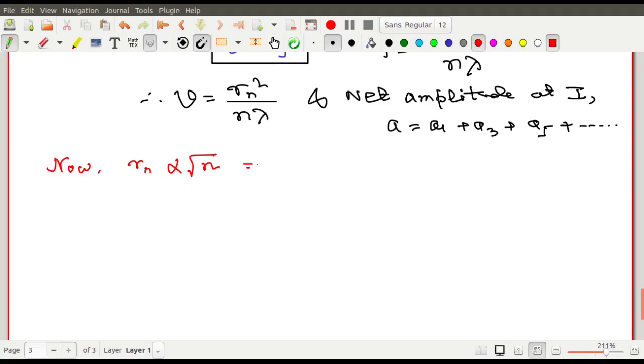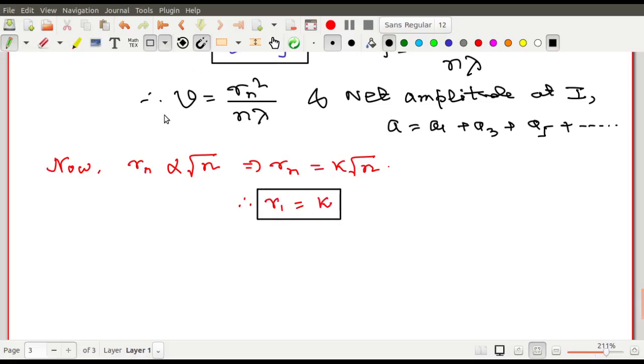Now this proportionality we may remove with the help of a constant. So I just take it to be some k times root over n. So I write it in this particular way. So what will r1 be from here? What is the radius of the first zone? So here r1 comes out to be simply k, and I box it over here, and you will understand the importance of this relation, right?